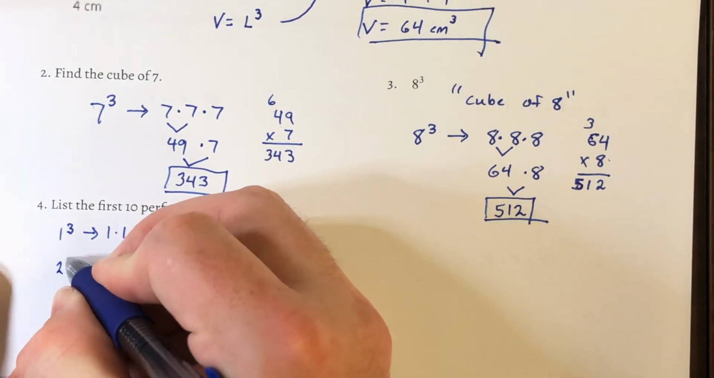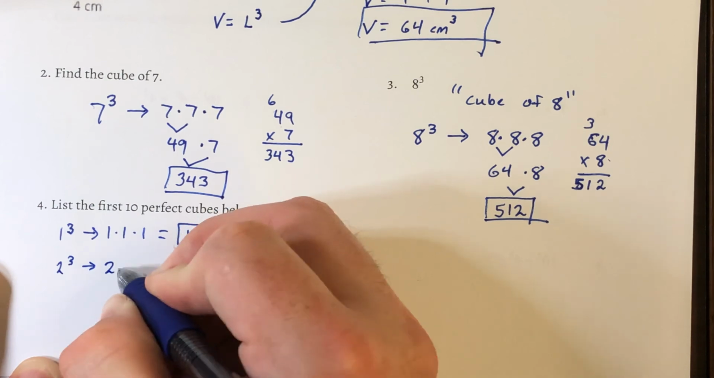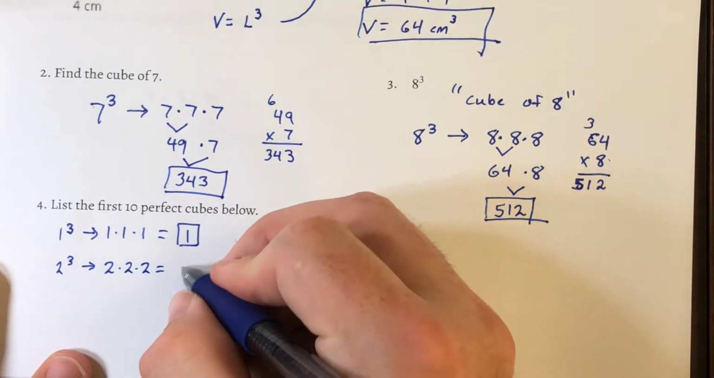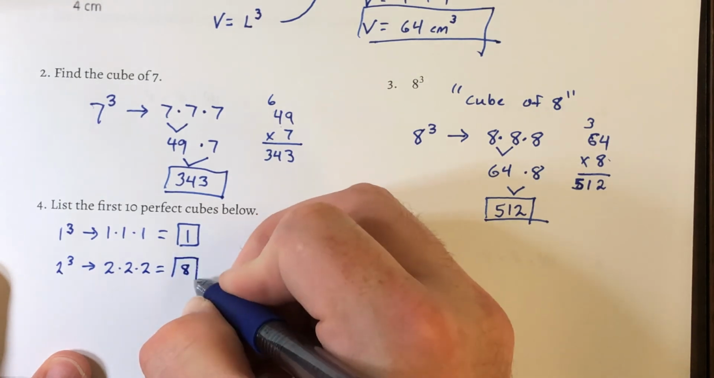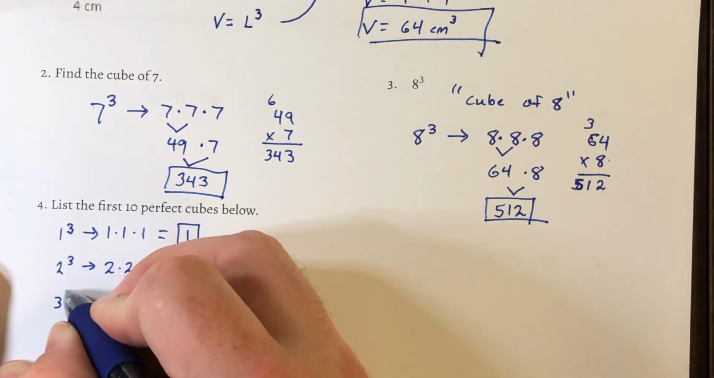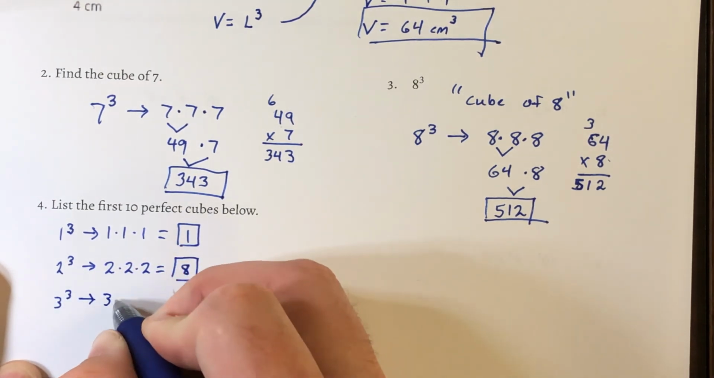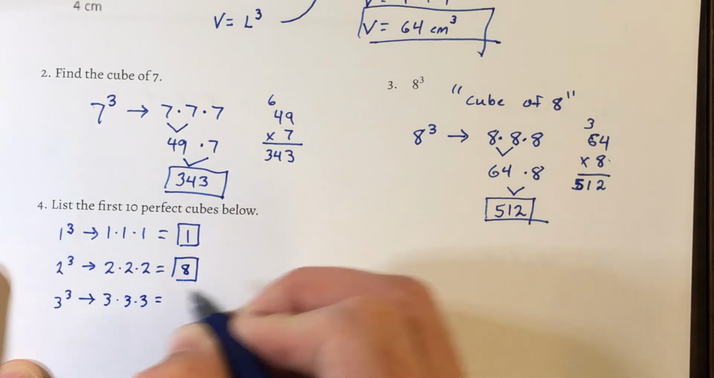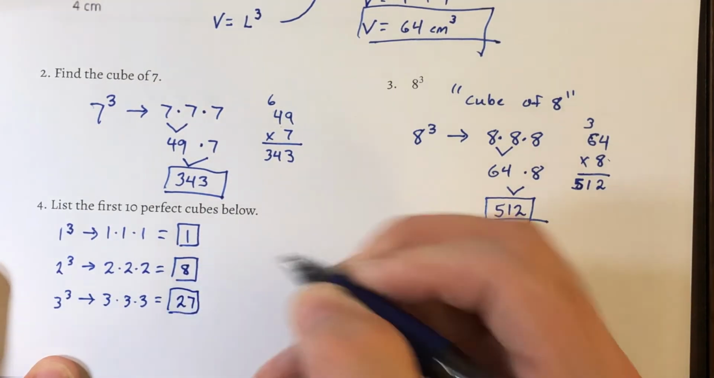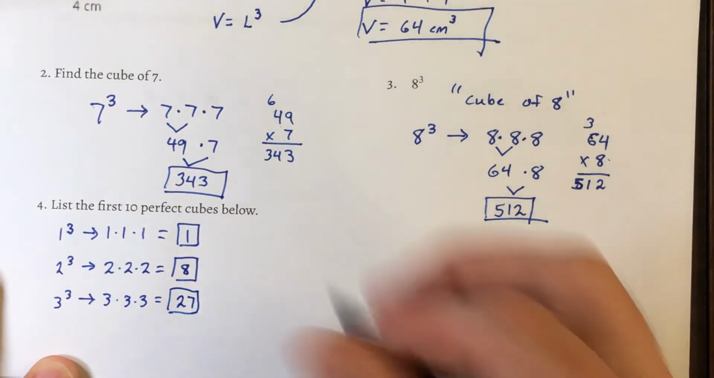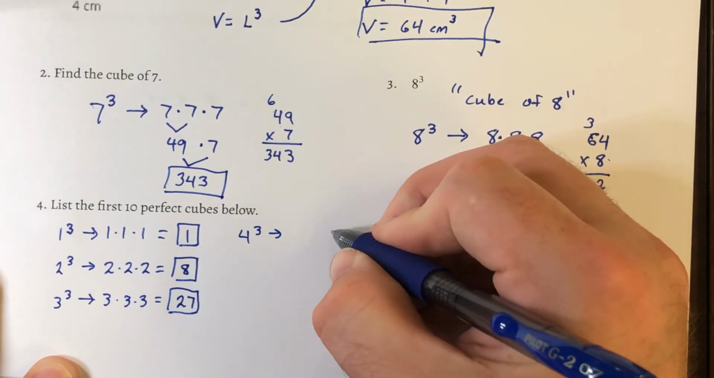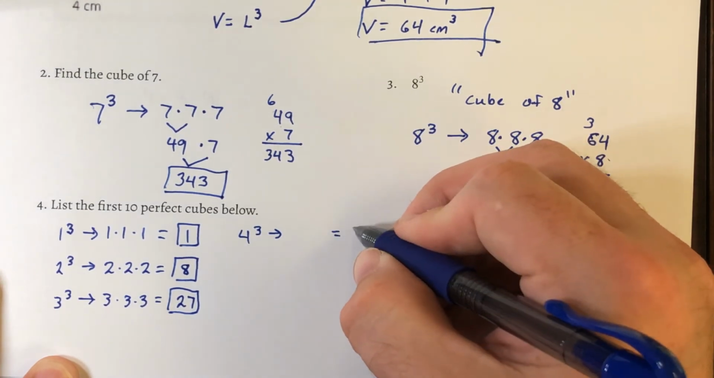Our second one, 2 to the power 3, means write 2 3 times and multiply. 2 times 2 is 4. 4 times 2 is 8. So 8 is our second perfect cube. Our third one, 3 to the power 3, or 3 times 3 times 3. 3 times 3 is 9. 9 times 3 is 27. 27 is our third perfect cube. 4 to the power 3, or 4 times 4 times 4, you're going to get 64.